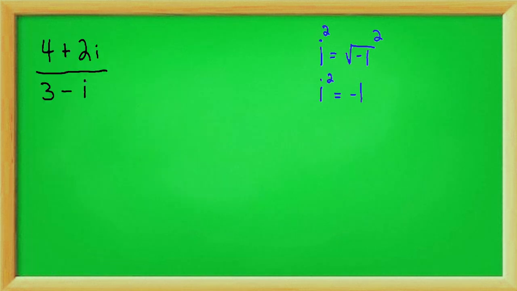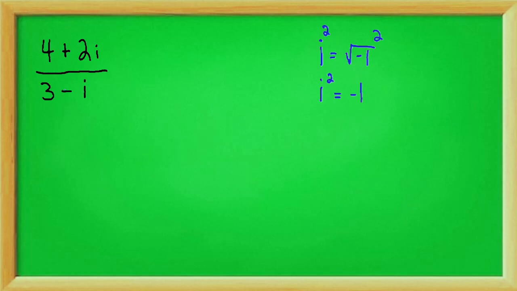Now let's go over an example where we divide imaginary numbers. So here we have 4 plus 2i divided by 3 minus i. And whenever you're dividing complex numbers, you can never leave an imaginary number in the denominator. So our first step in this problem is to get rid of this imaginary number in the denominator. And to do this, we need to multiply by the conjugate.